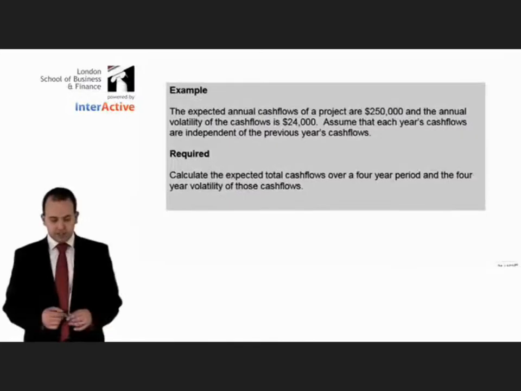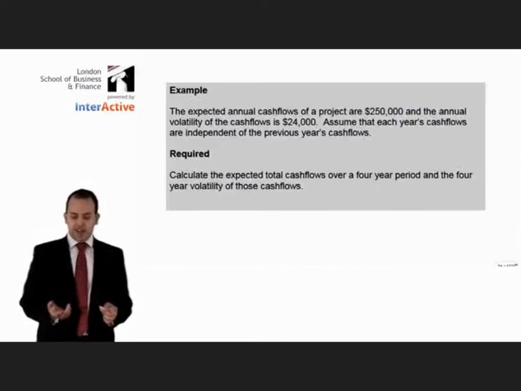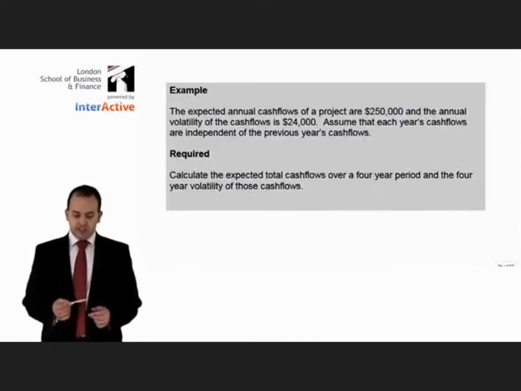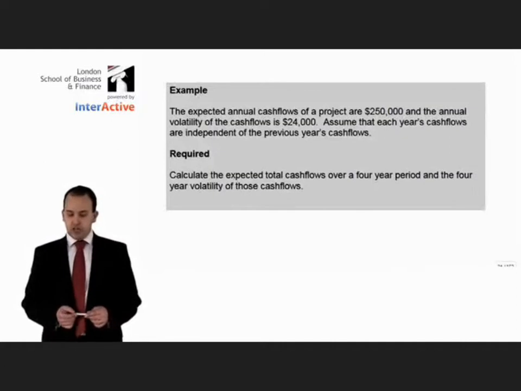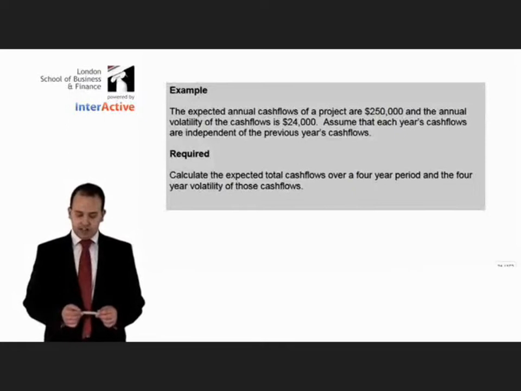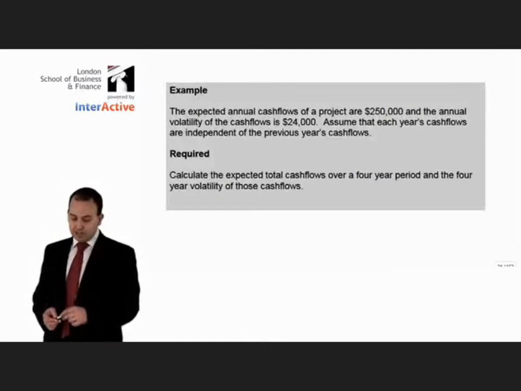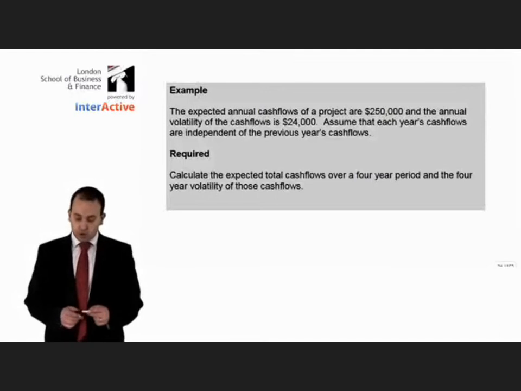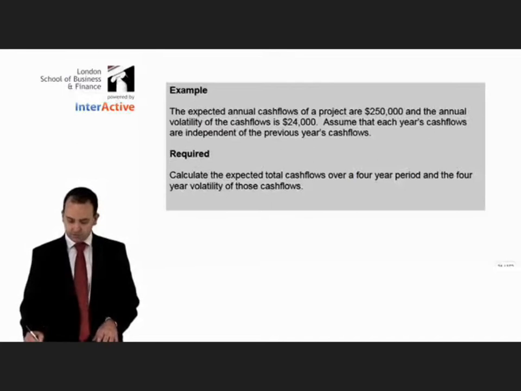So if we consider an example, the expected annual cash flows of a project are $250,000 and the annual volatility of the cash flows is $24,000. Assume that each year's cash flows are independent of the previous year's cash flows. Calculate expected total cash flows over a 4-year period and the 4-year volatility of the cash flows.